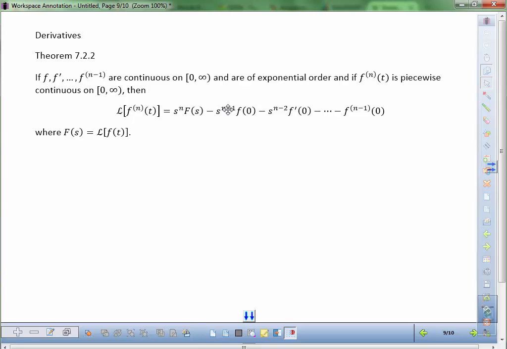Okay. So we're looking at functions and their derivatives to be continuous and of exponential order. So again, the exponential order business just says that this is going to be something that we can take the Laplace transforms of. And we're not going to be dealing with other weird functions that are not of exponential order. And the Laplace transform of the nth derivative is going to be equal to this.